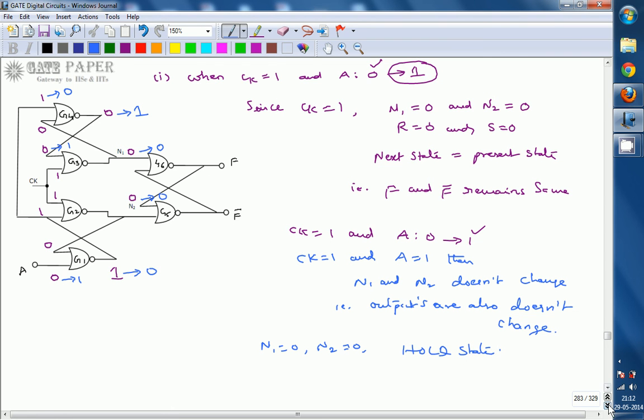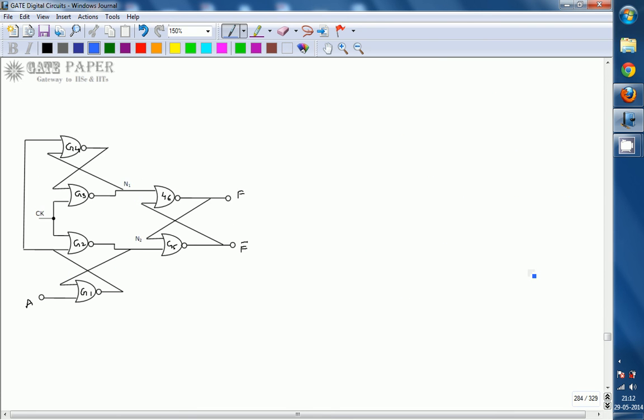Now we'll consider the second situation. Second case is going to be a is equal to 1. It has given a is equal to 1 and ck is going to be changing from 1 to 0. ck is changing from 1 to 0. This is what we are going with.